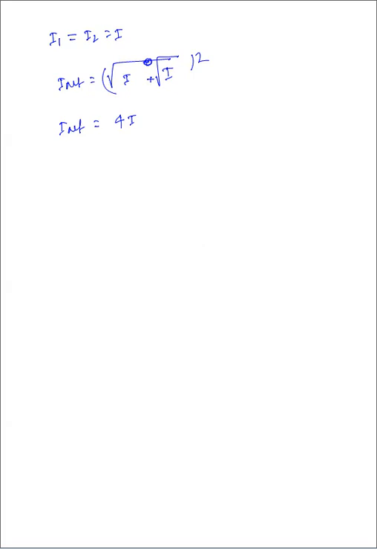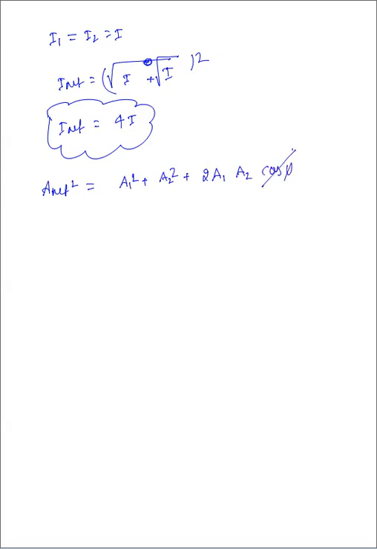Next, we need to discuss amplitude. The net amplitude square equation is A net square equal to A1 square plus A2 square plus 2A1 A2 cos phi. When cos phi tends to 1, A net square can be written as A1 square plus A2 square plus 2A1 A2. It looks like the A plus B whole square formula: A1 plus A2 whole square. If I apply the square root, the square will get cancelled. Therefore, net amplitude can be written as A1 plus A2.